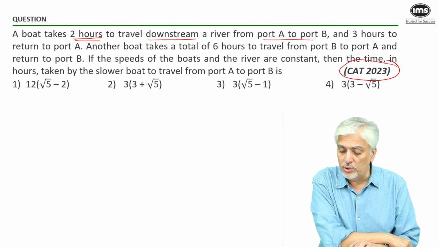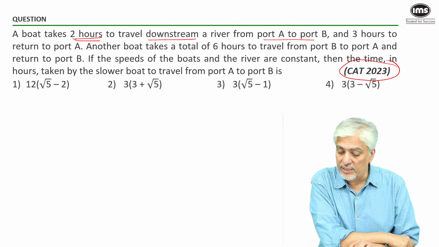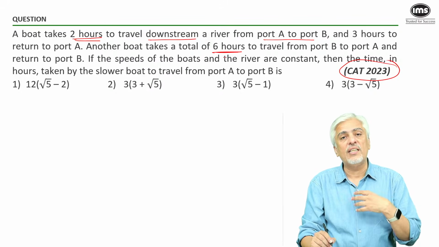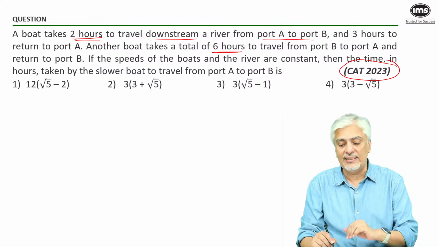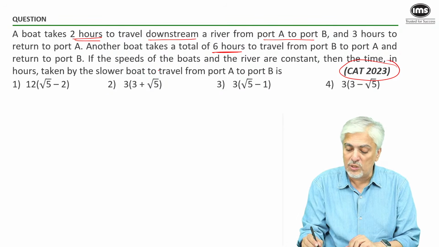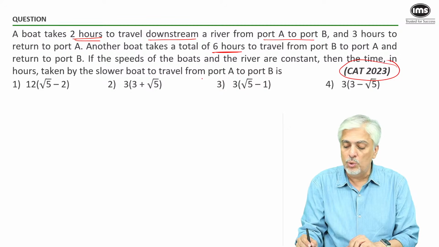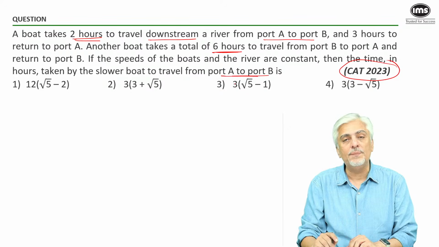If the speed of the boats and the river are constant, there's one more boat, another boat, that takes a total of 6 hours for the return journey. That means it goes from A to B and comes back in 6 hours. And if the speed of the boat and the river are constant, then the time in hours taken by the slower boat to travel from A to B is what?